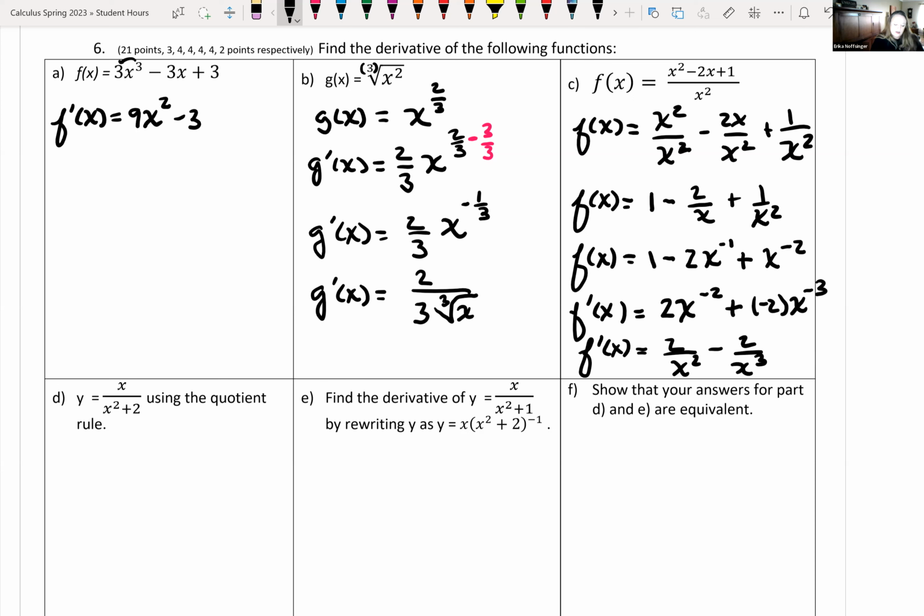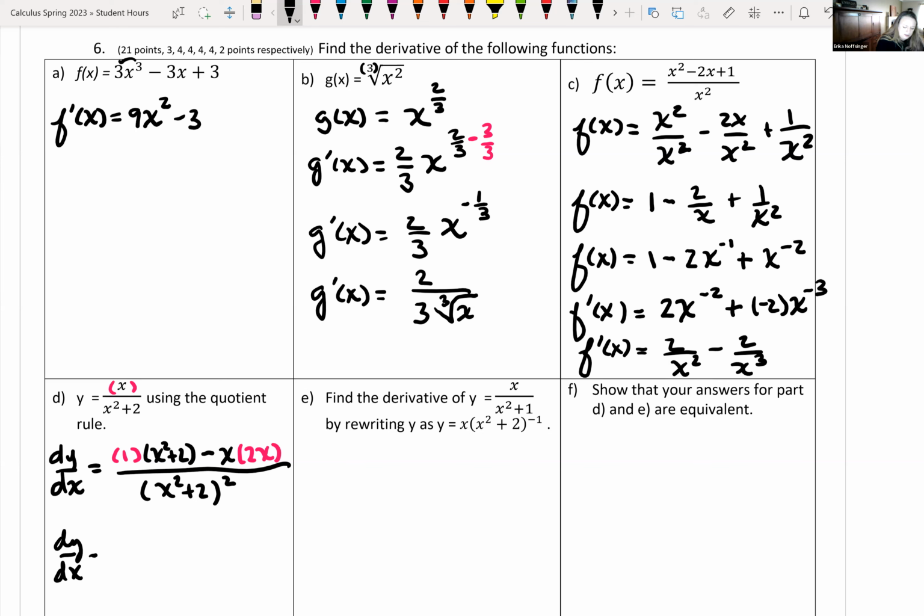So for D, y is equal to x over x squared plus 2. It says to use the quotient rule. So the quotient rule says dy dx equals: take the derivative of the numerator. I'm supposed to have student hours right now, so I'm going to kind of speed up and go through this. Taking the derivative of that numerator, I have 1. The quotient rule then says times the denominator, minus the numerator, x, times the derivative of the denominator. Well, the derivative of x squared plus 2 is 2x, all over the denominator, which is x squared plus 2, that quantity squared.